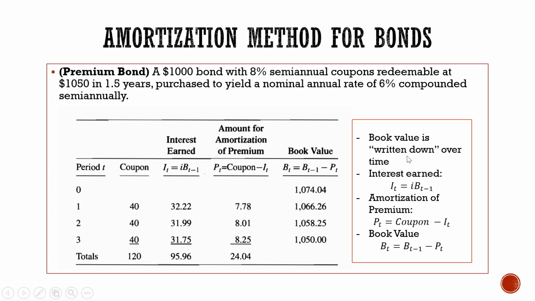So for a premium bond, the book value is written down over time. Interest earned is I_t, which is equal to i times B_{t-1}. Amortization of premium is the coupon minus I_t. The book value is just you subtract the amount of premium from the last book value.